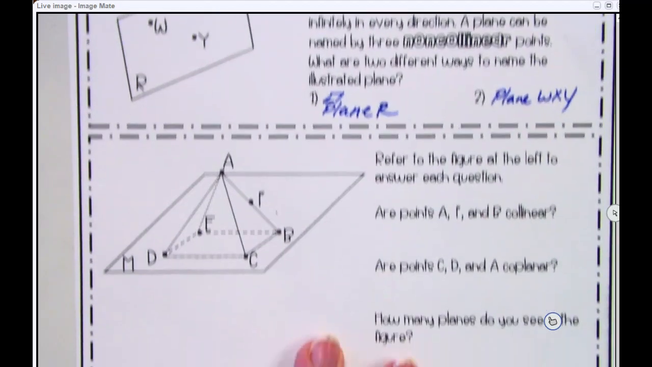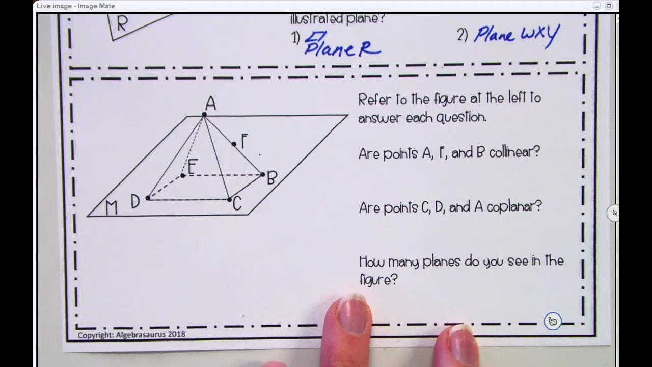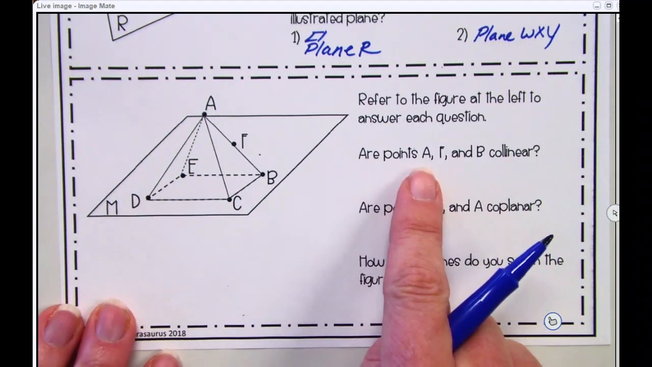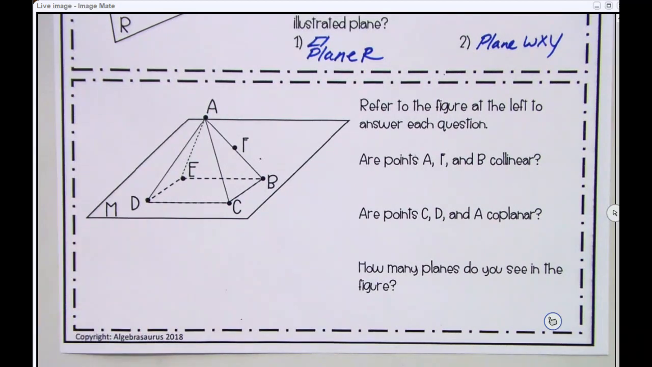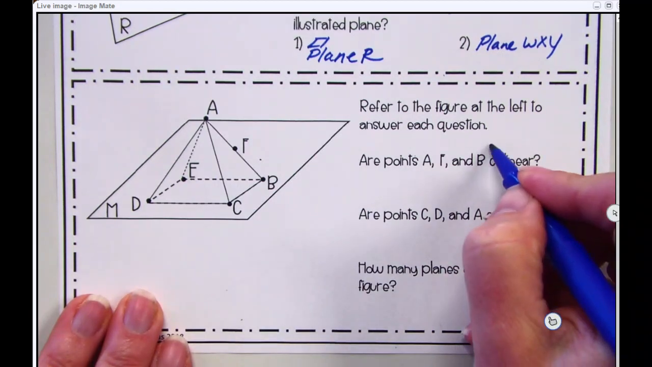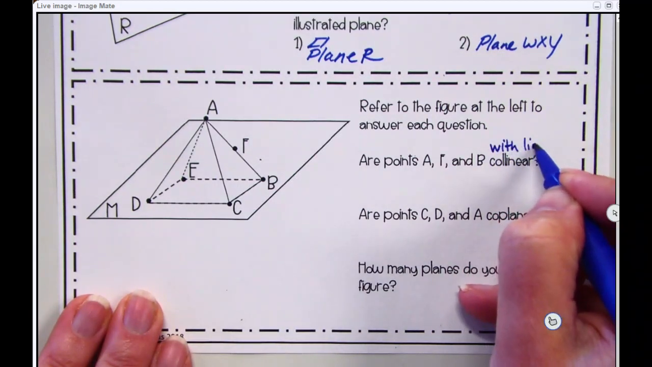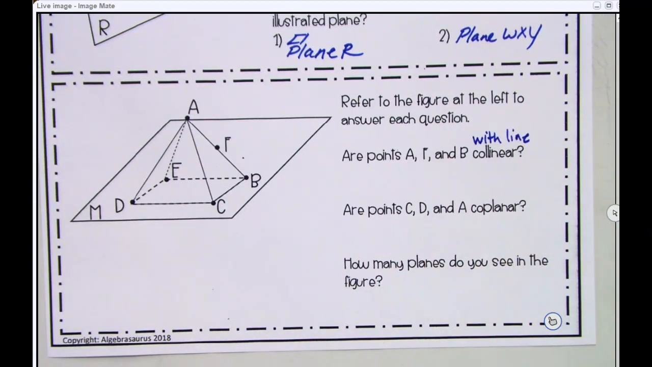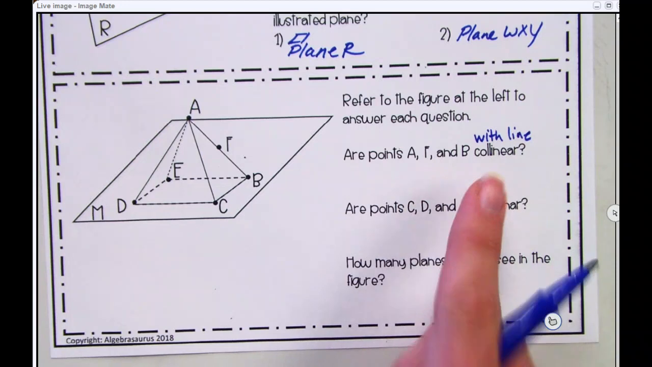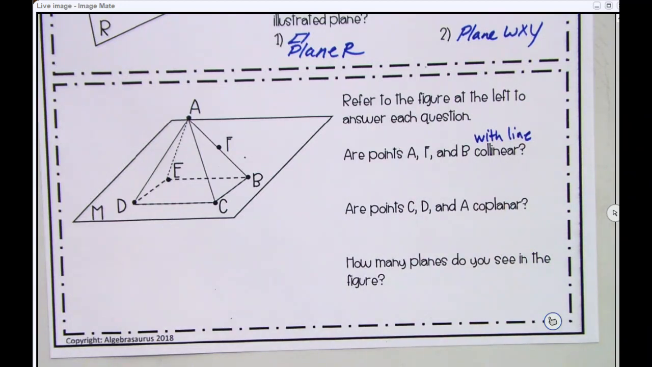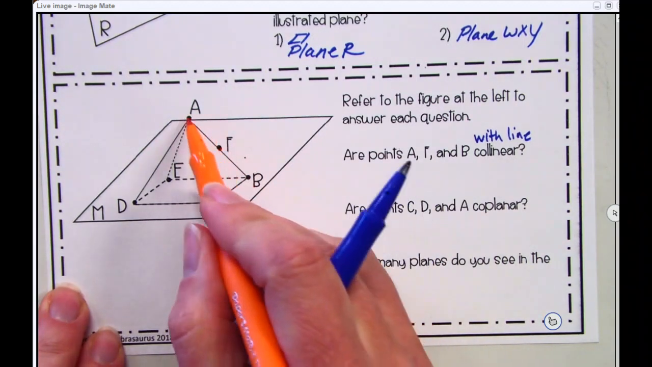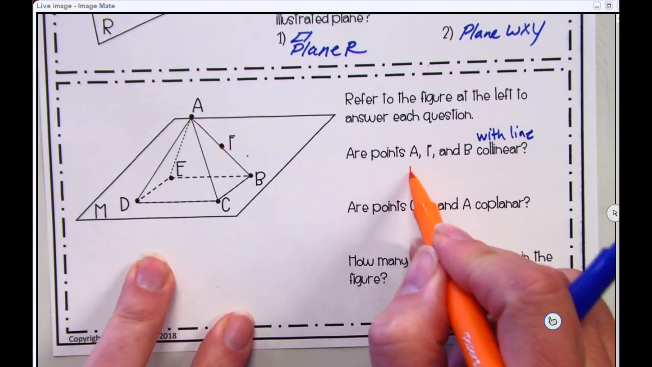Today's homework, and I'll do a couple with you after we do this journal page so you can see what it looks like. We'll have several illustrations like this, and they'll ask you basic information like, are points A, F, and B collinear? Let's talk about what collinear means. Co means with, linear is a line. So it's a fancy way of saying, are they on the same line? Are A, F, and B on the same line? Let me put on my glasses. So there's F, A, and B. Yes, for sure they are.